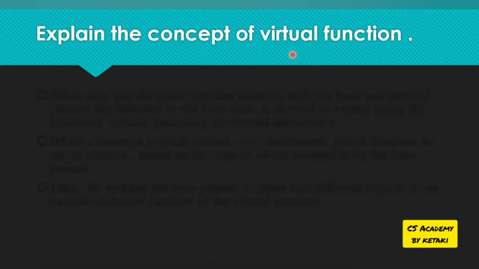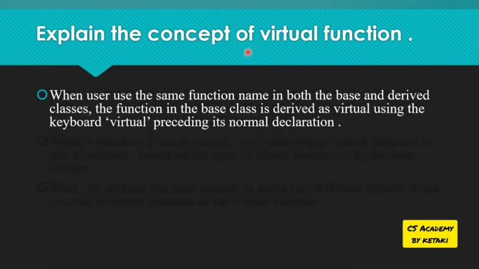So the first point is: when the user uses the same function name in both the base and derived classes, the function in the base class is declared as virtual using the keyword. Here the word required is keyword, not keyboard. It's a printing mistake, sorry about that.